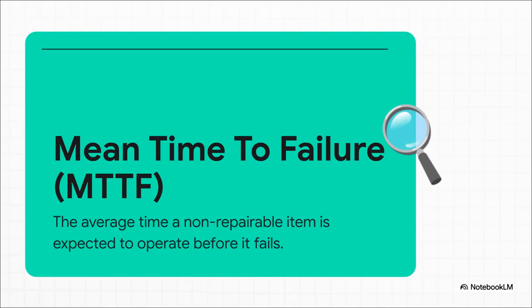So, how do we measure this stuff? Well, we've got a few key metrics. First up is MTTF, or mean time to failure. This is for all the things you don't repair. Think a light bulb or a chip inside your computer. It's basically the average lifespan before it's gone for good.